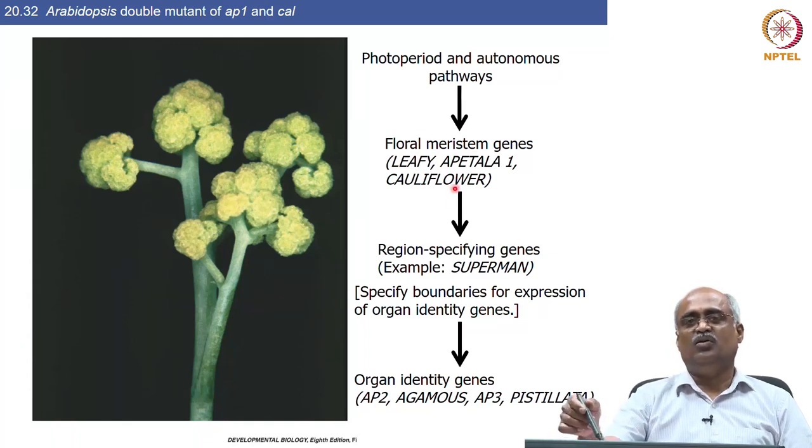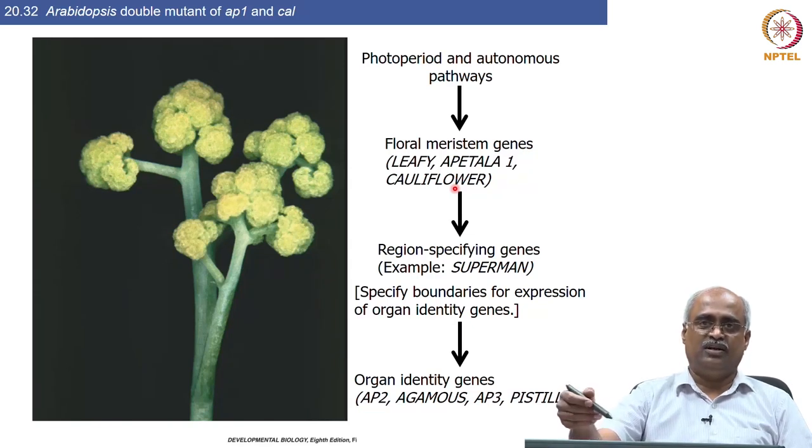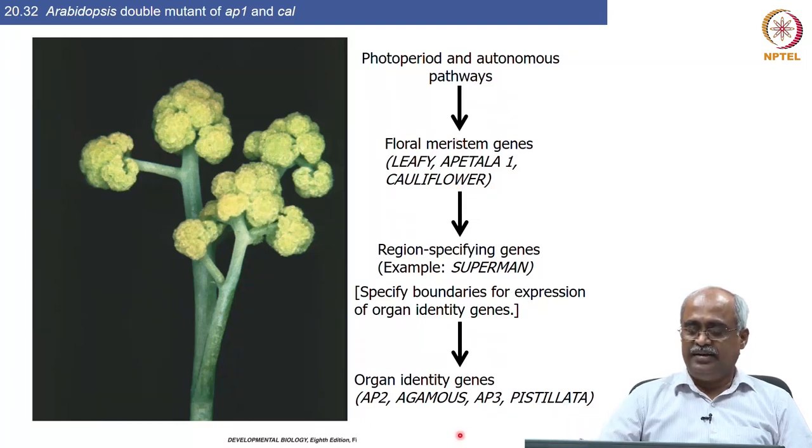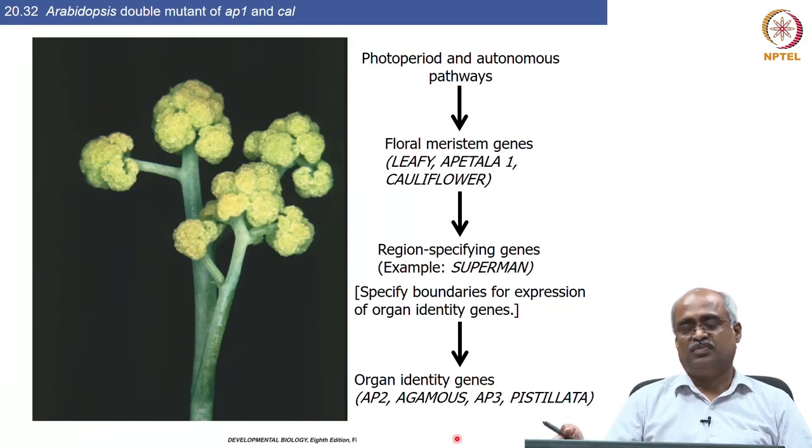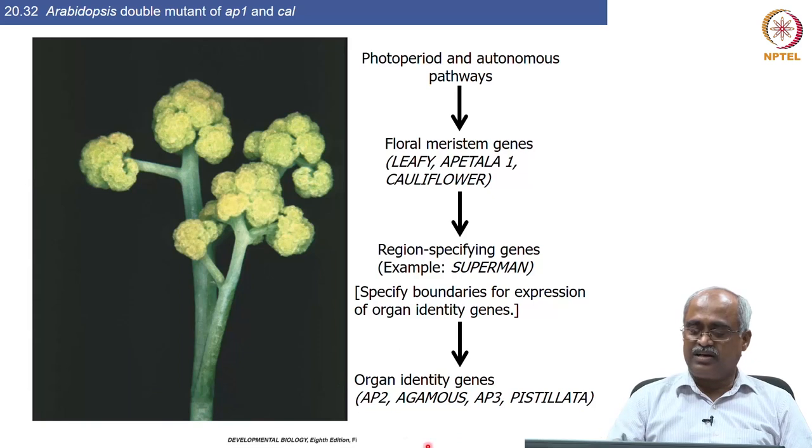So this is how the environmental signals and autonomous genetic signals are all sensed, and the vegetative apical meristem is converted into making floral organs. We will see how these organ identity genes function and what our current understanding is of how they specify the different parts of the flower, etc., in the next class.